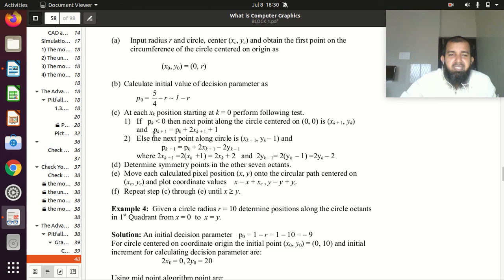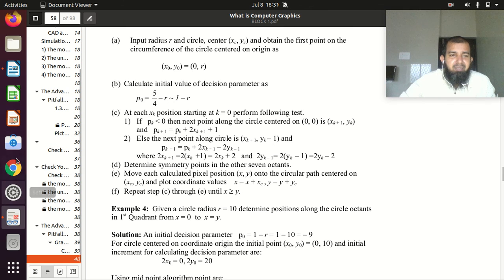Okay, so this is how to find the next decision parameter. Else, if pk is greater than 0 is false, if pk is equal to 0 or pk is greater than 0, then the next point along the circle is sk plus 1 comma yk minus 1. So here x gets incremented, and here also x gets incremented when pk is less than 0, but the y value remains the same. But if pk is greater than or equal to 0, then the yk value gets decremented, yk minus 1.